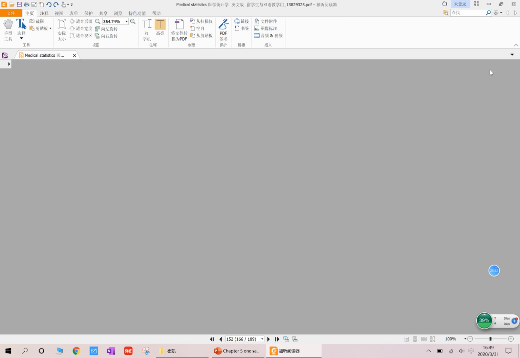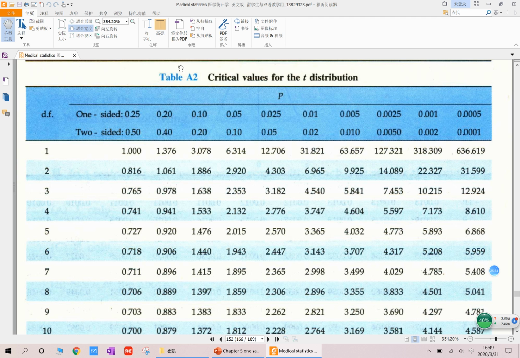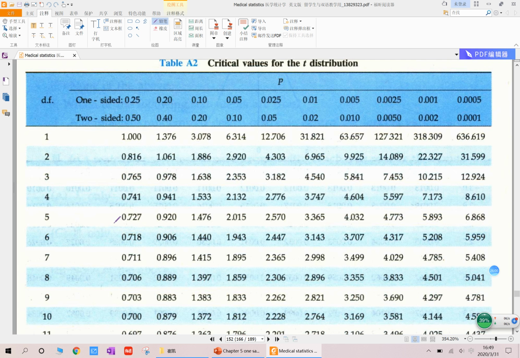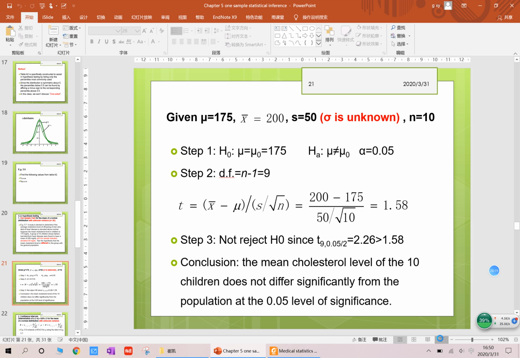Let's turn to the page of table A2. It's here. Okay. So now nu is 9 and two-sided alpha is 0.05. So let's find the standard t-value. The t-value is 2.262. So what's the meaning of that?